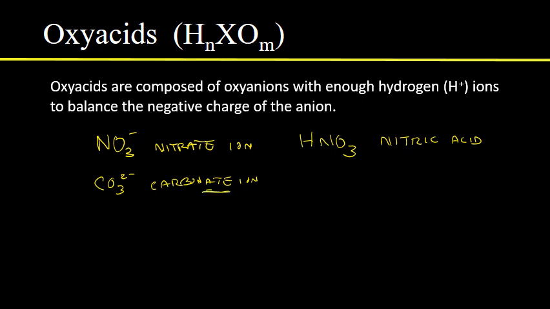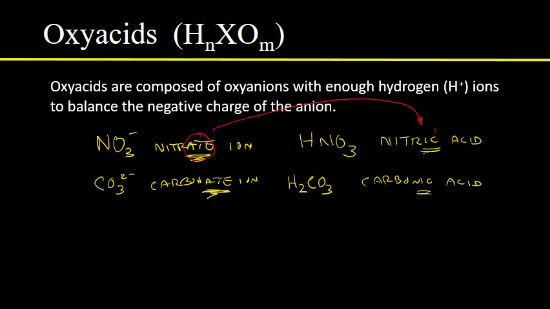In this case, we're looking just at these ones that end with -ate. Carbonate has a 2- charge, so in order to neutralize that, we would need 2 hydrogens. So the corresponding acid would look like this, and this would be carbonic acid. And you can see how that name works. If you take the oxyanion that ends with -ate, convert it to an acid, the name becomes whatever the root is, and then -ic acid.